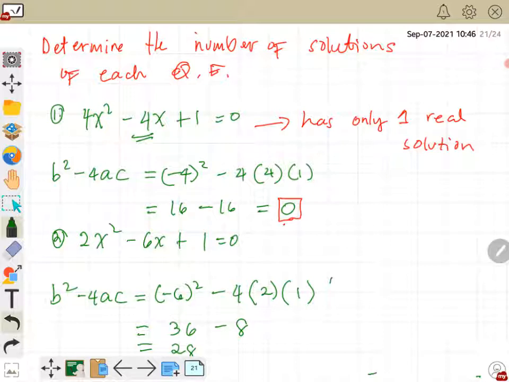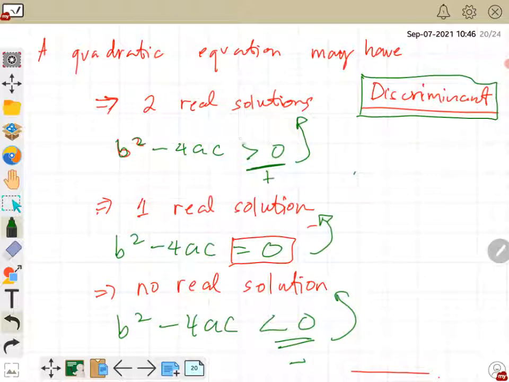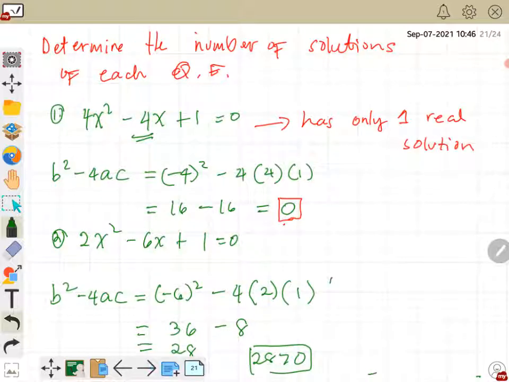What is 28? Is it greater than 0, equal to 0, or less than 0? 28 is greater than 0. Meaning, if we go back, that is here, we have two real solutions. This means that this equation has two real solutions.